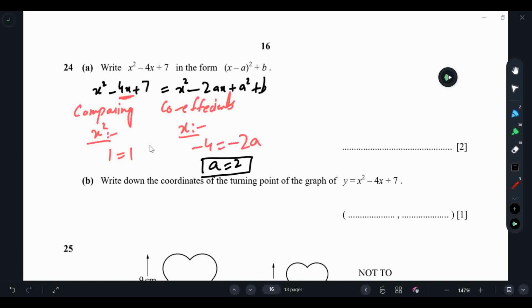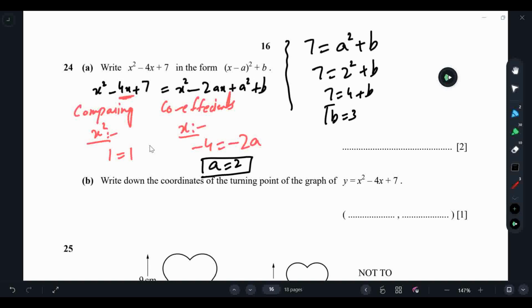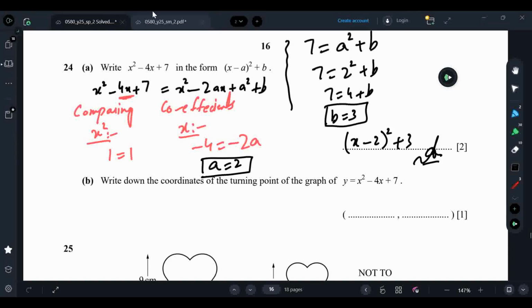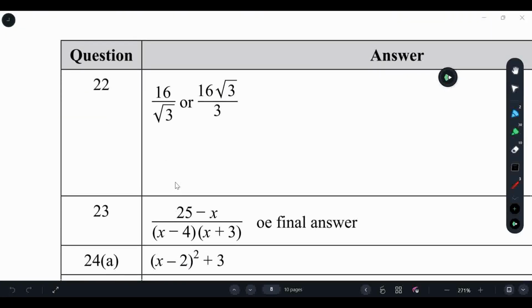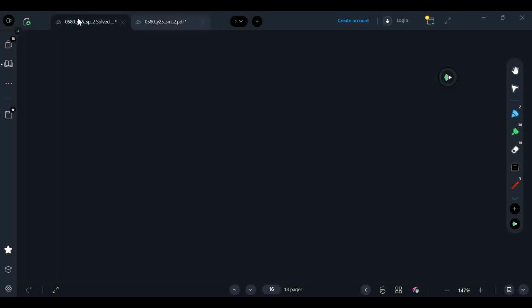Similarly, just simplify the constants. On the left hand side the constant is 7 and on the right hand side the constant is a square plus b. So 7 is equal to 2 square plus b, which means 7 is equal to 4 plus b. So b is equal to 3. So finally our answer will be x minus 2 whole square plus 3. This will be the final answer. Let's check the answer for 24 part A. Yes, x minus 2 whole square plus 3. Let's move to the B part.